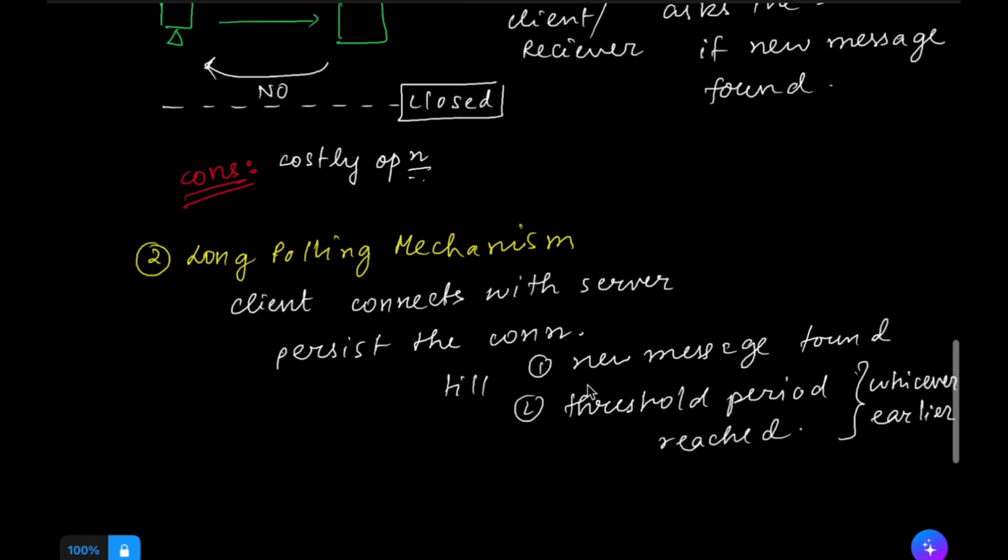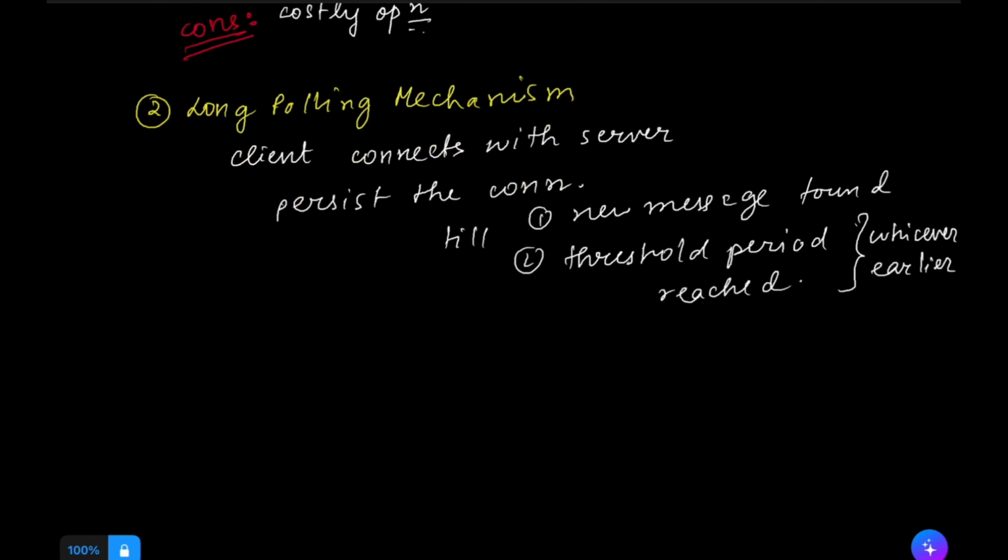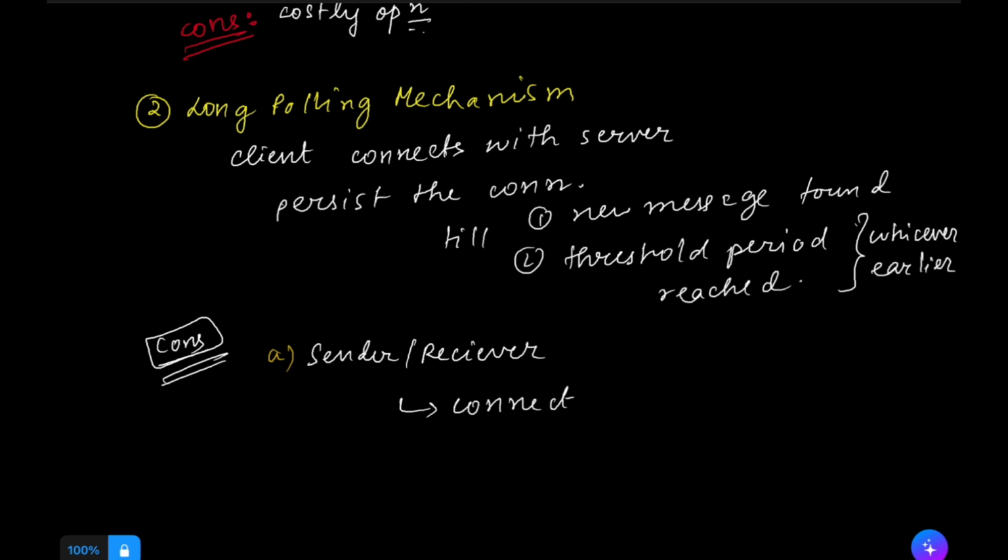But there are also disadvantages of this method. One of the major cons is that the sender and the receiver do not communicate with the same server. So in that case, although the sender has sent the message, the receiver connects to a different server and finds that there is no message. This is a bad situation which will occur in the long polling mechanism. So sender and receiver connect to different servers.